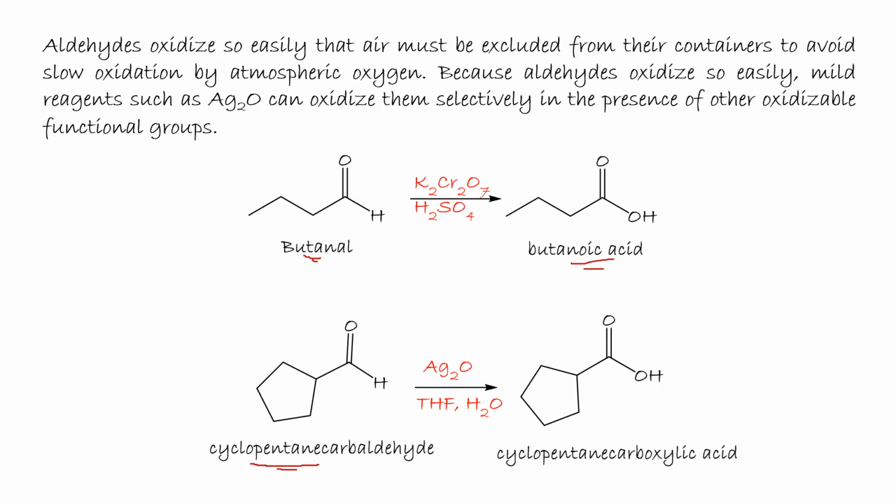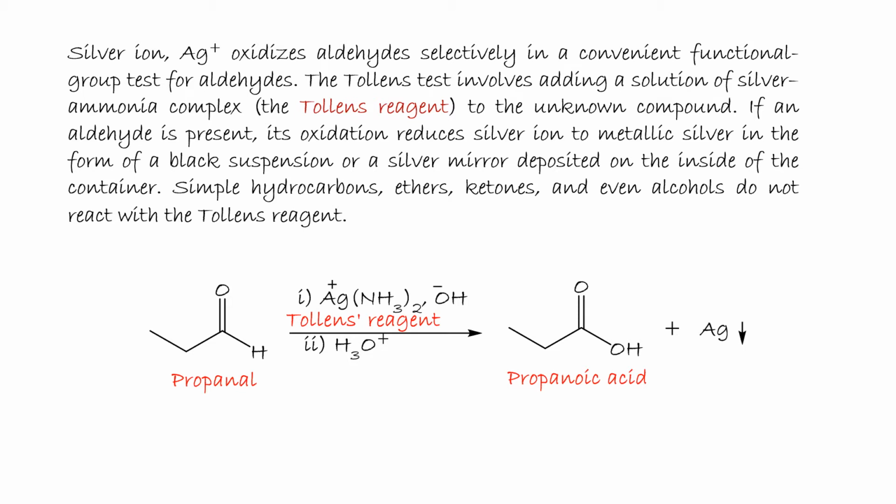Cyclopentane carbaldehyde with a mild oxidizing agent like silver oxide in a tetrahydrofuran-water mixture gives cyclopentane carboxylic acid. Silver ion, silver 1, oxidizes aldehydes selectively, which is a convenient functional group test for aldehydes.